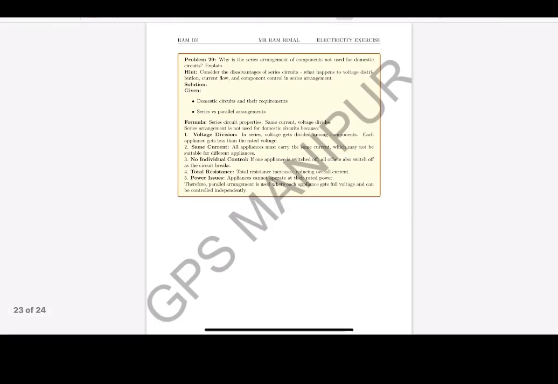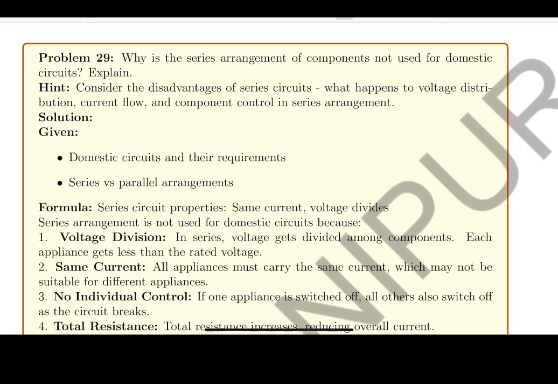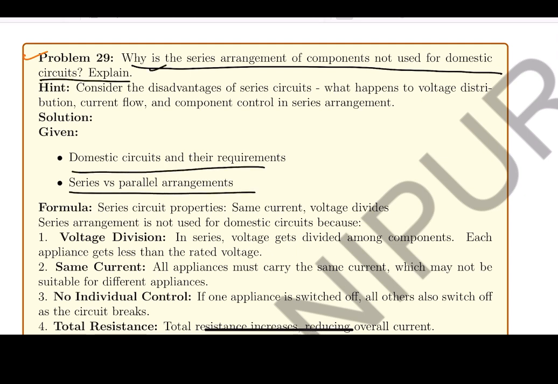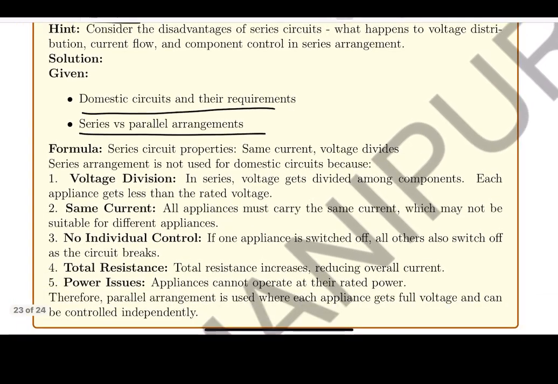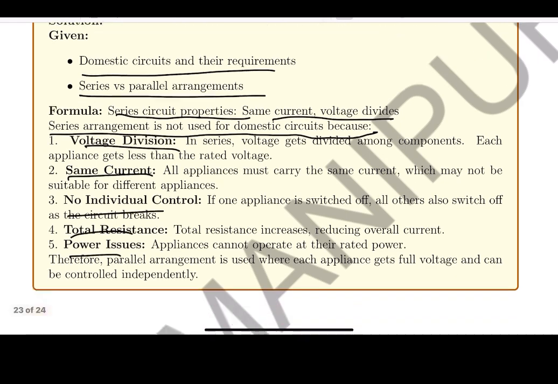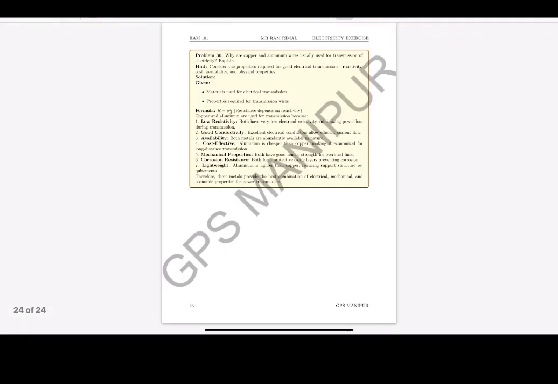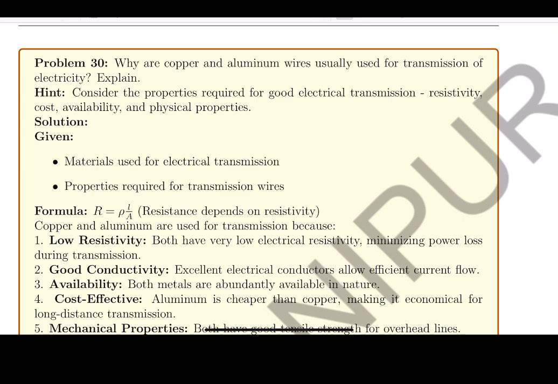Okay. And this question number 29, for question number 29 also I have written down the answer. Why is the series arrangement of components not used for domestic circuits? Explain. I've explained it step by step, like a numerical type. Series circuit properties: the same current flows, voltage divides. Series arrangement is not used for domestic circuits because of voltage division, all these things I've written down. Please read, you'll understand. I don't want to make the video very long, because you will not watch. So that's why I make the video very short.